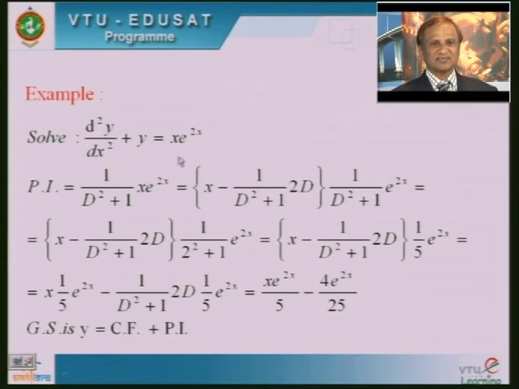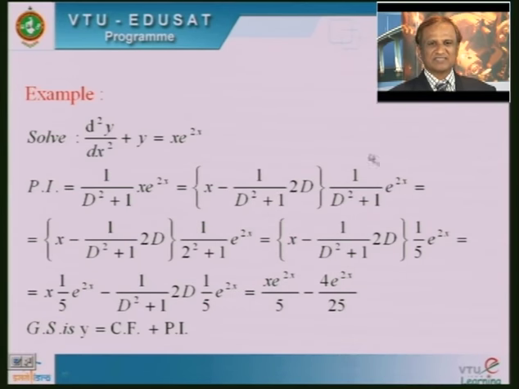Now I am going to concentrate on how we calculate the particular integral in this case. It is of the type x into v. It can be written as 1 upon d square plus 1 into x e to the power 2x. According to the formula, I have to write x minus 1 upon f of D into f dash D. F dash D means I have to differentiate d square plus 1. Derivative of d square is 2D, and derivative of 1 is 0. That is why I have written 2D into 1 upon f of D, where f of D means d square plus 1, into e to the power 2x.